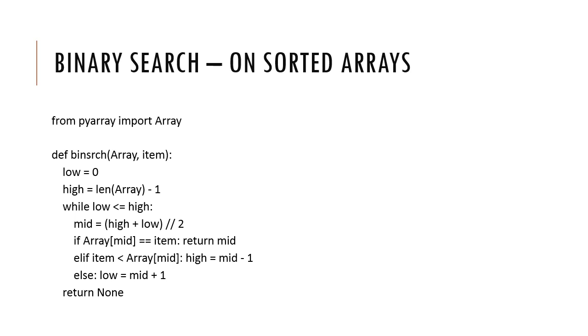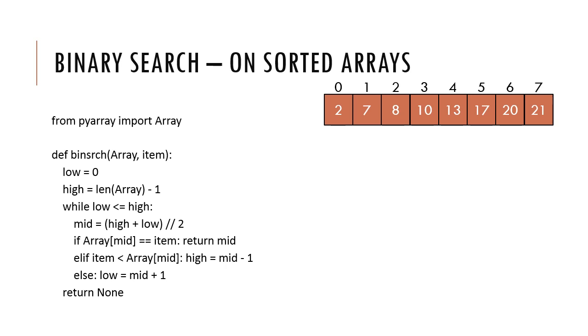Otherwise, we again compare if item is less than array mid. In that case, we set high equal to mid minus 1. If this is also false, we set low equal to mid plus 1. When we come out of the while loop, we return none. You will find it difficult to understand the code as it is, so I present to you an example.